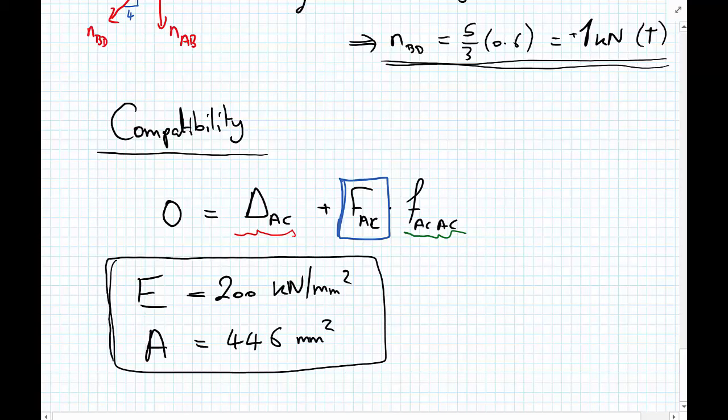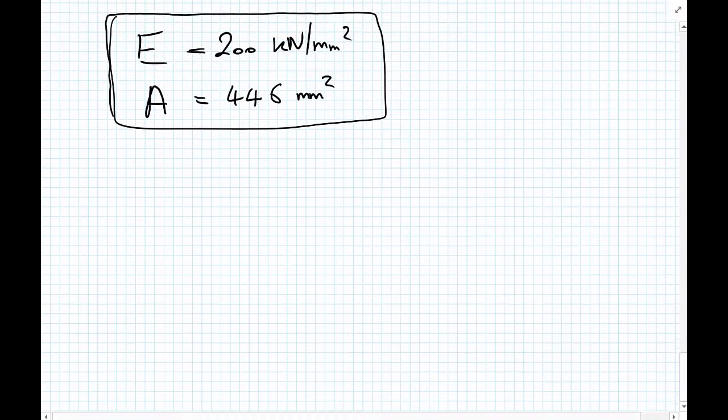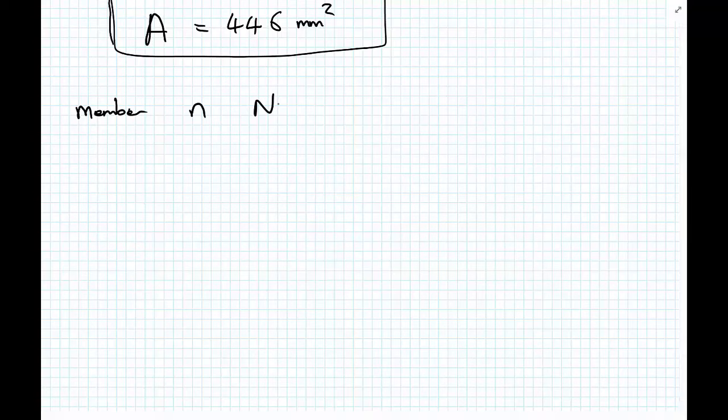And as we did for problems just involving deflections, we're going to use a tabular approach to perform our calculations. This makes it very easy to put into a spreadsheet. So the columns for our table will be member, the force due to the unit load, the force due to the 7 kilonewton load on the primary structure, not the real structure, the length of the members, the area of the members, the Young's modulus of the members, and then the final two columns.